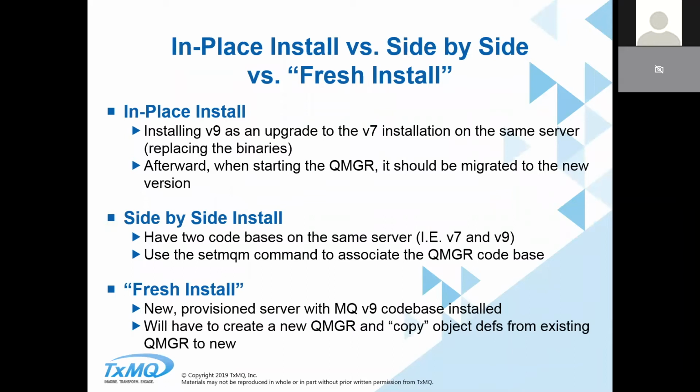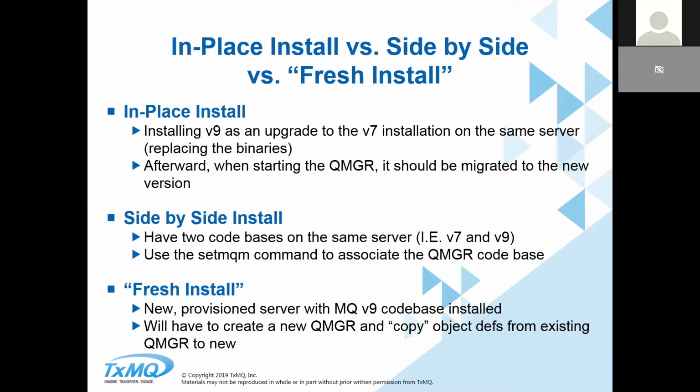Another thing to consider is in-place installs versus side-by-side versus fresh installs. In-place install basically installs version 9 as an upgrade to the version 7 or version 8 installation on the same server, essentially replacing the binaries. Afterwards, when the queue manager has started, it should be migrated to the new version. Another option is a side-by-side install, where you have 2 code bases on the same server, and then you set the MQM command to be associated with whichever queue manager base you're working with.